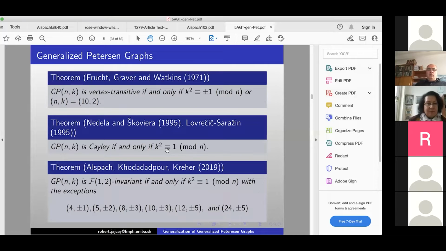And there's one more result, this one relatively recent, based on the talk that we saw with Brian. It's F1 to invariant, meaning there exists a 2-factor and a 1-factor which are preserved by the full automorphism group. This is a subset of the Cayley generalized Petersen graphs. So almost all of them, when k squared is congruent to 1 mod n, with these few exceptions. These are the types of questions you want to ask once you generalize the generalized Petersen graphs. Which of them are vertex transitive, which of them are Cayley, or which of them are F1 to invariant.